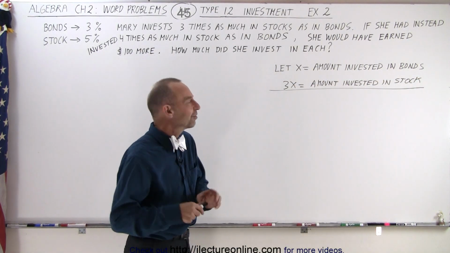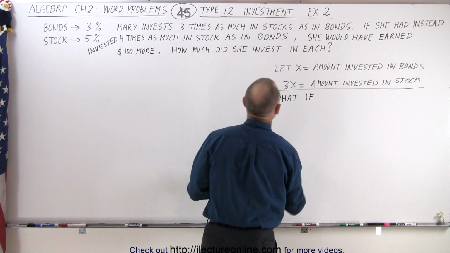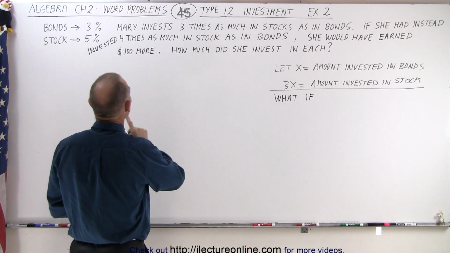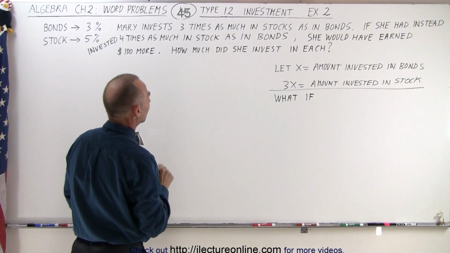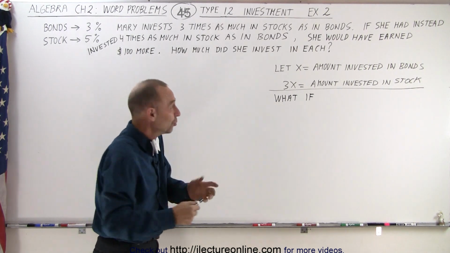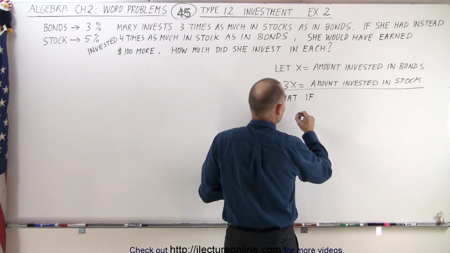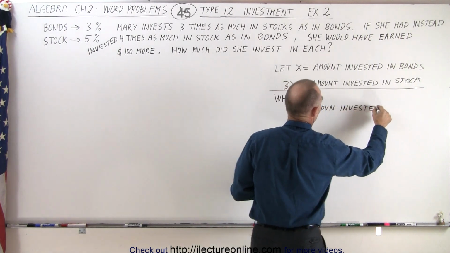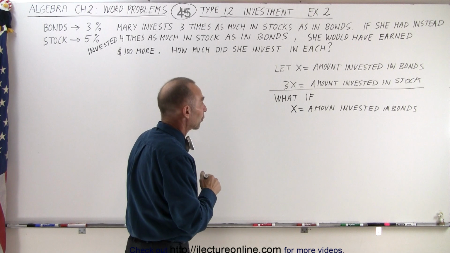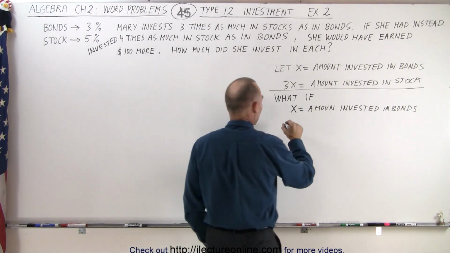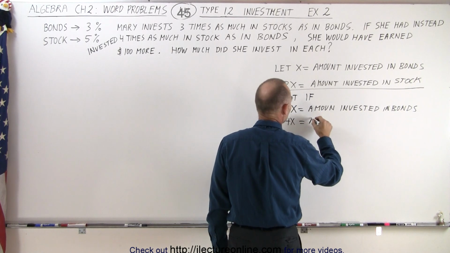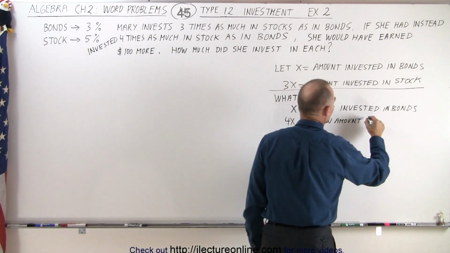Now let's go to the what-if scenario. It states here that if she had instead invested 4 times as much in stock as in bonds, she would have earned $100 more. So let's assume that she invested the same amount in bonds, but instead of investing 3 times as much in stock, she's now going to invest 4 times as much in stock. So that's the what-if scenario. 4X is now going to be equal to the new amount invested in stocks.